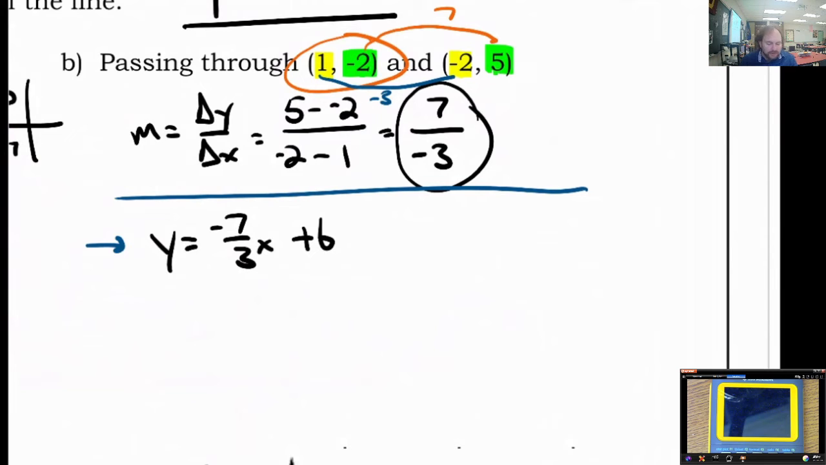Probably the best way to do this is to plug in x and y. We actually know two different pairs of x's and y's. It doesn't matter which one you want to use.